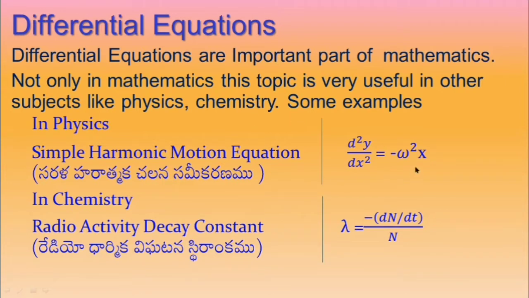Here we have some equation: d square y by dx square is equal to minus omega square x. So this equation is a simple harmonic equation, which is a part of physics. Similarly, here we have another equation. This equation is known as the radioactivity decay constant, which is a part of chemistry.